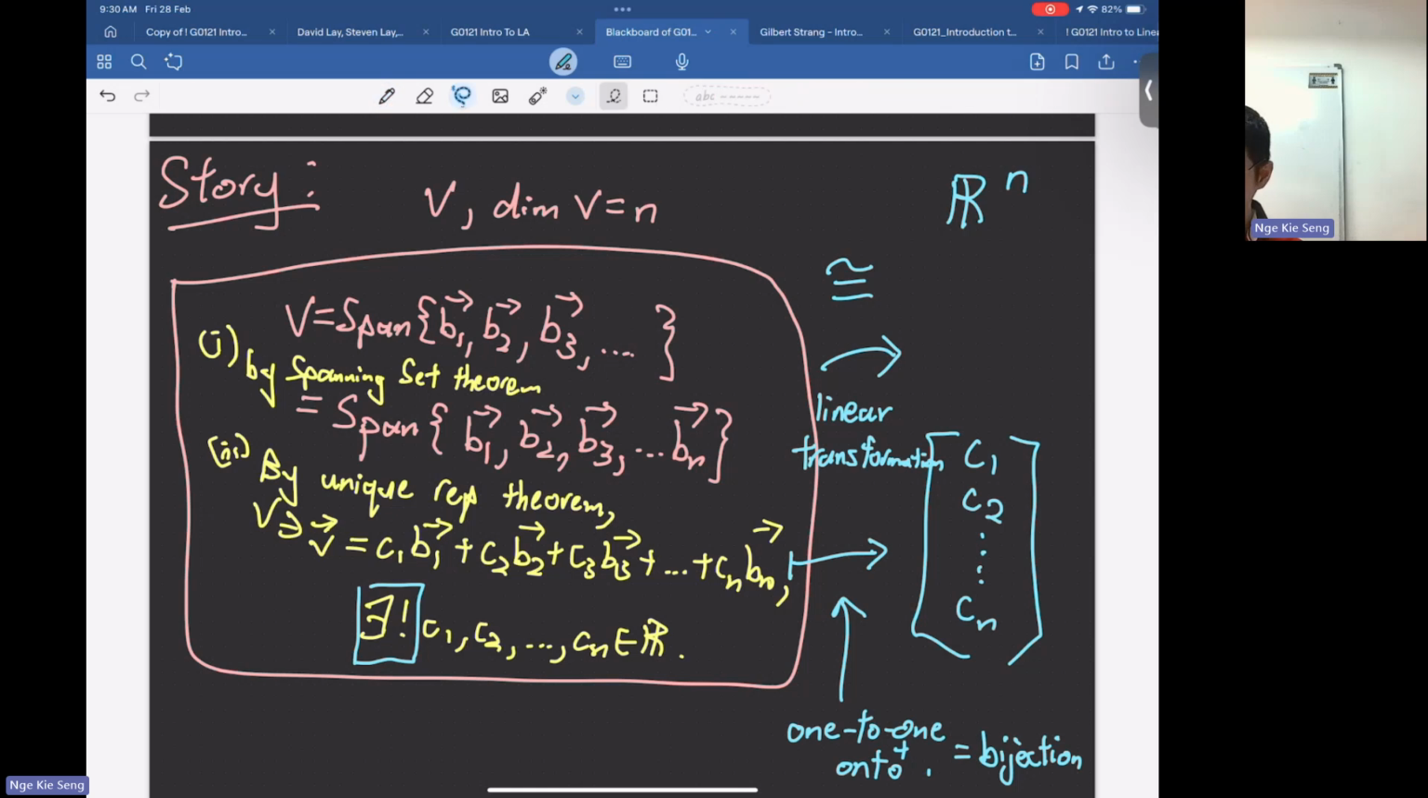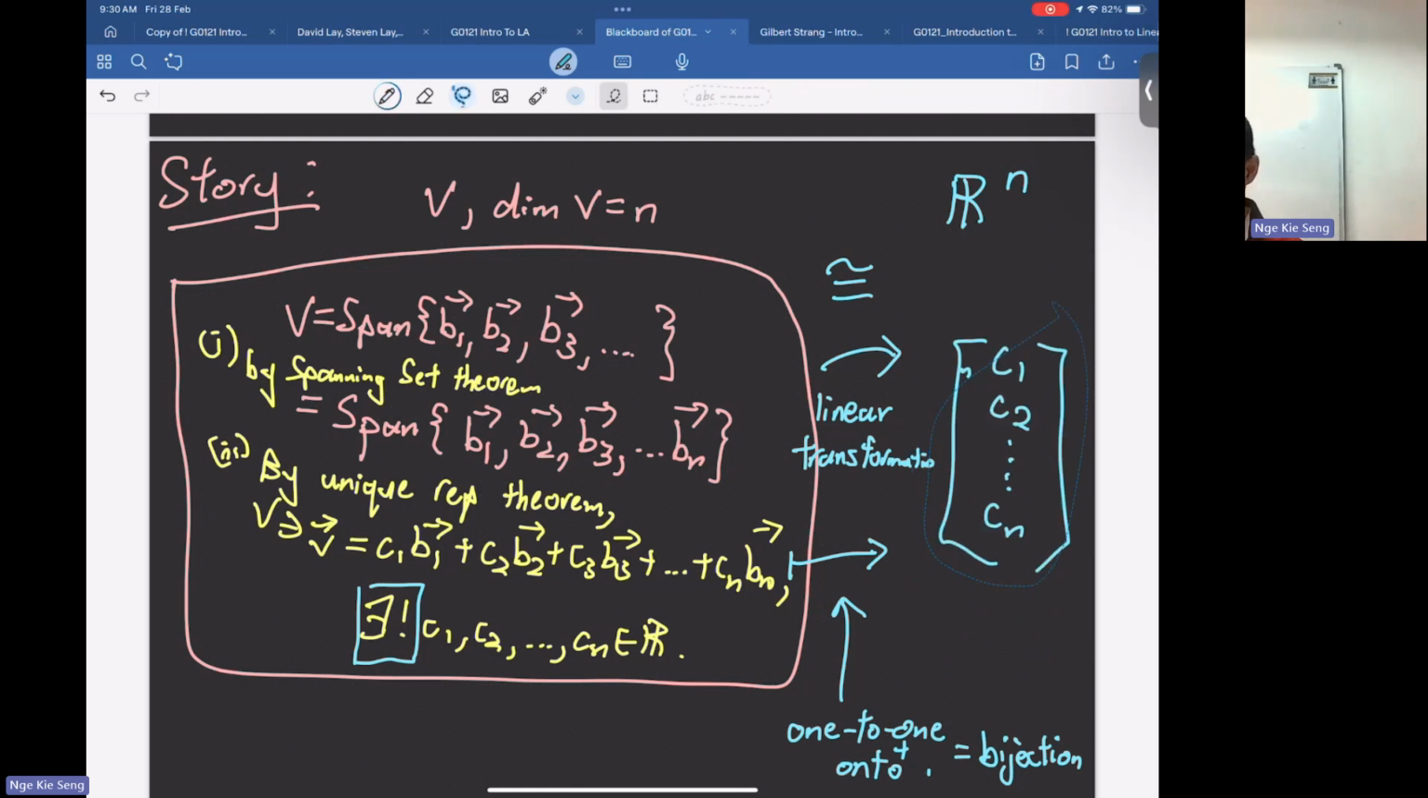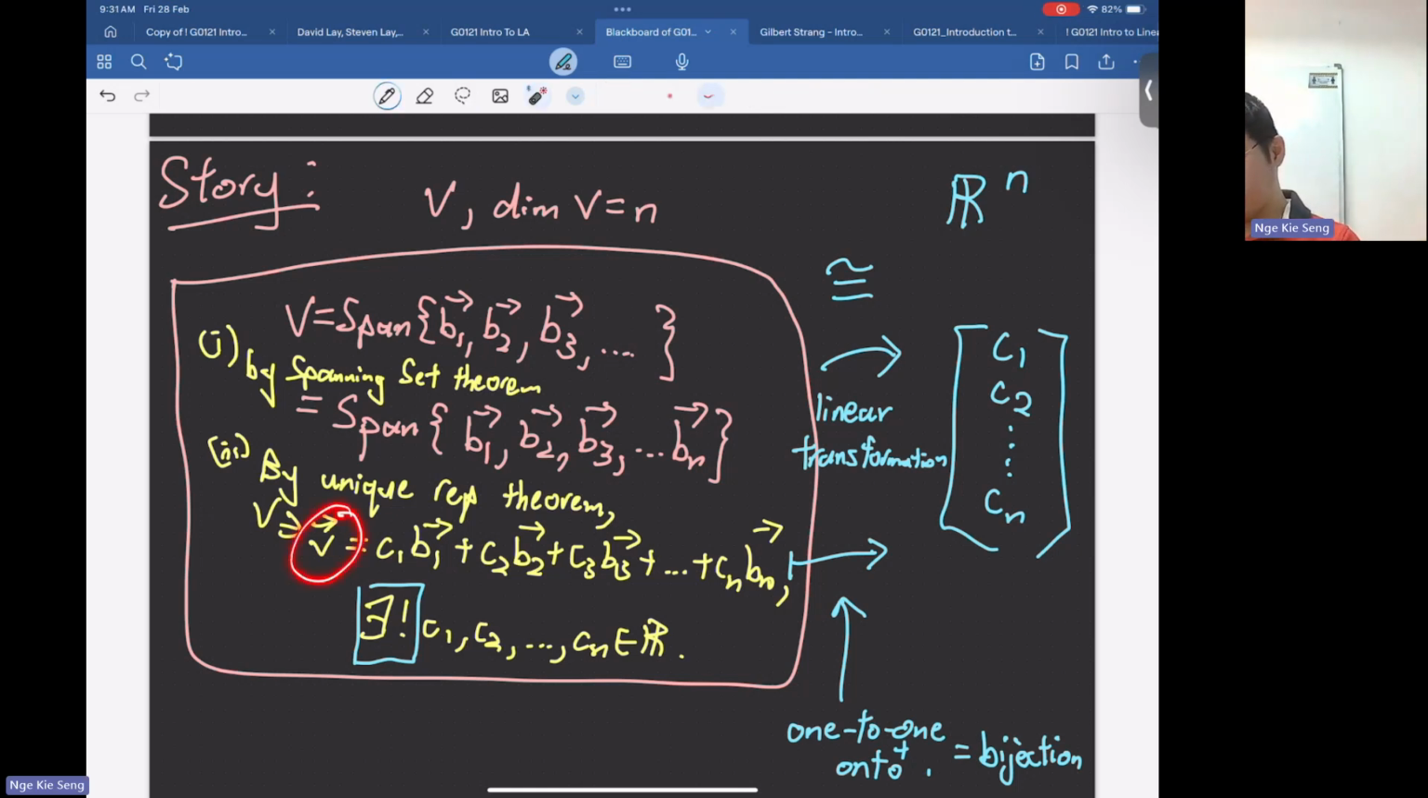Do you still remember how we write this map down? What's the notation for this map, or what's the name of this map? Anyone remember? What's the construction where I give you a V, and you give me a set of Ci? What's that name? Coordinate vector.